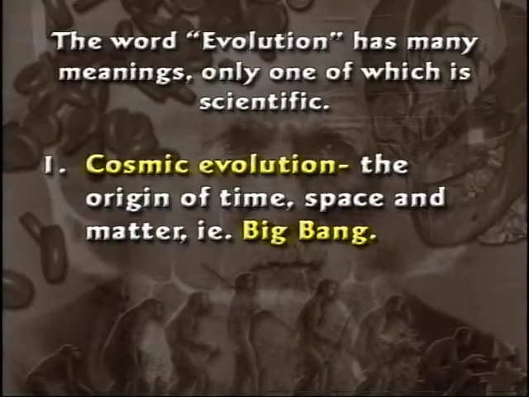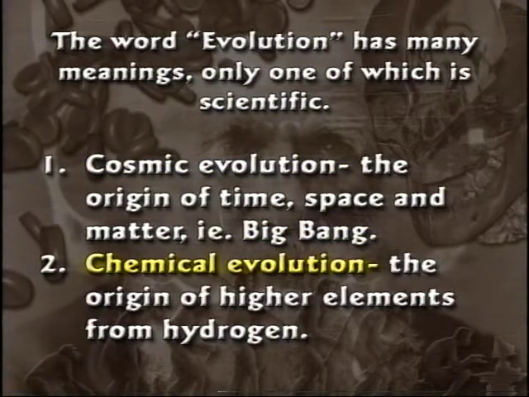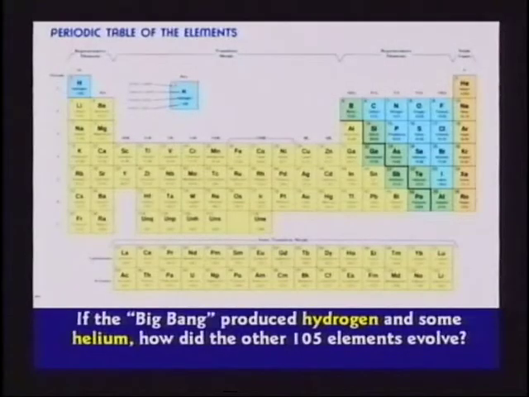Evolution has 6 different meanings. First, you'd have to have cosmic evolution, the origin of time, space, matter. Secondly, you'd have to have chemical evolution. The hydrogen from the Big Bang would have to evolve to all 92 elements, plus the synthetic ones. Then you'd have to have what we call stellar evolution. The stars would have to evolve.